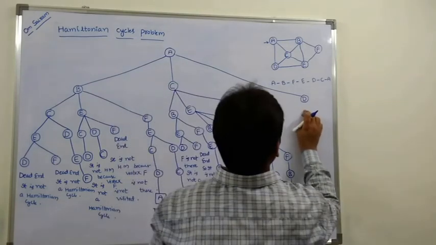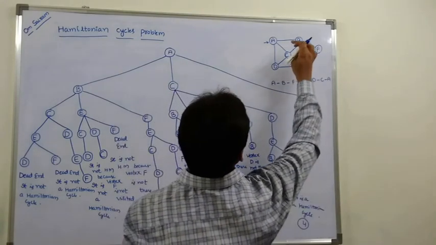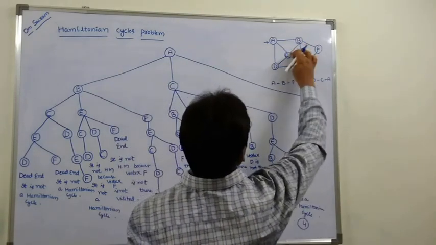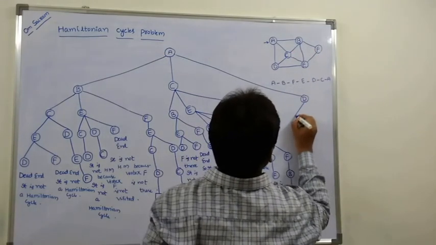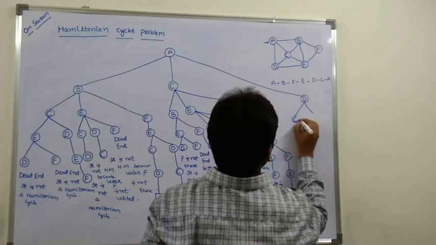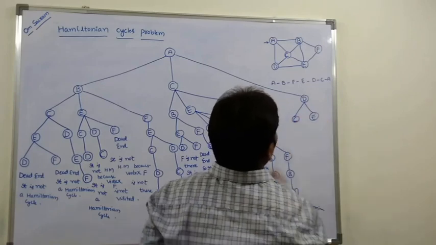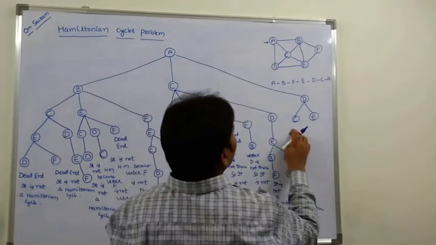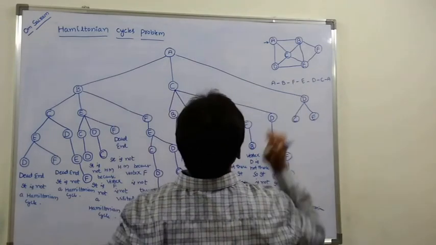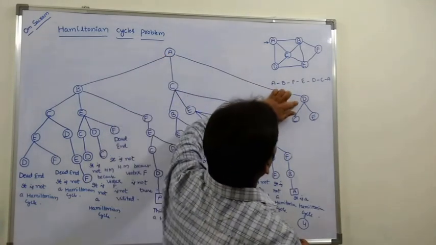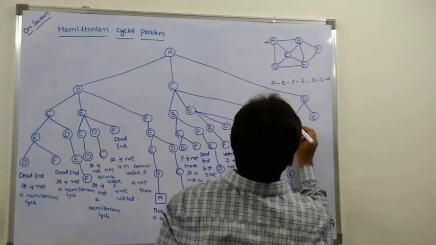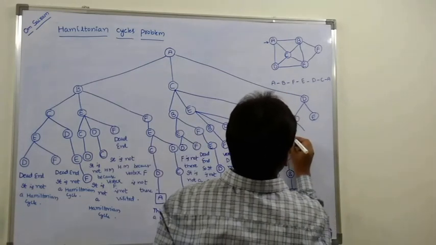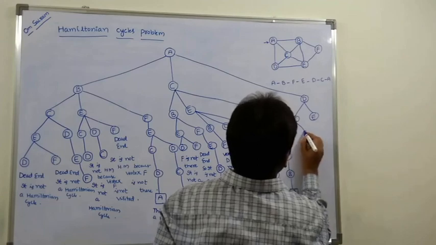Now consider vertex D. What are the adjacents? So D: A, C, E. A is already completed. Only C and E are not there. C and E. Now consider vertex C. What are the adjacents for C? A, B, E, D. A, D already completed. Only B and E are not there. Vertex B and vertex E.